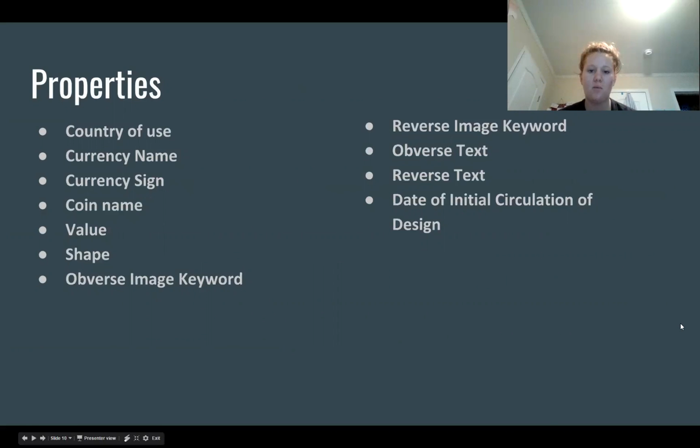So some of the properties that we looked at were country of use, currency name, currency sign, and those listed here on this screen. Two things that we want to make sure we mention: the obverse and reverse. Those are two keywords that are already used within the coin community. When you think about the U.S. penny, the obverse would be the front side, which has Abraham Lincoln on it, and the reverse is the back, which has the Lincoln Monument, I think, on it. Those two words we made sure to include because they're already well established and well used within the community.